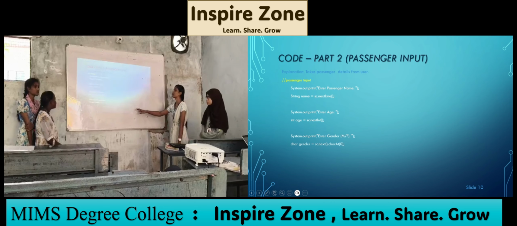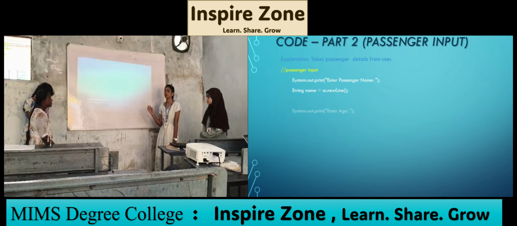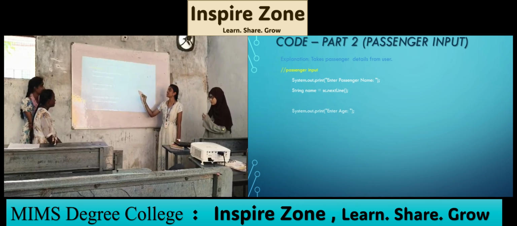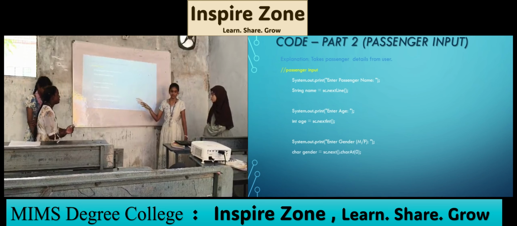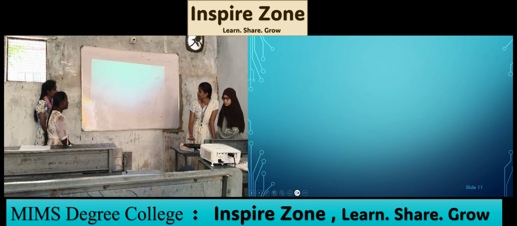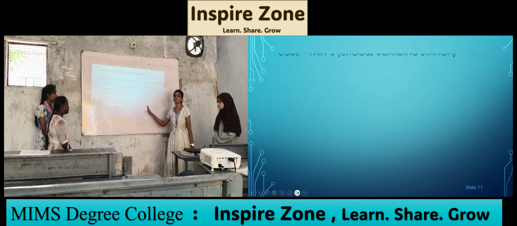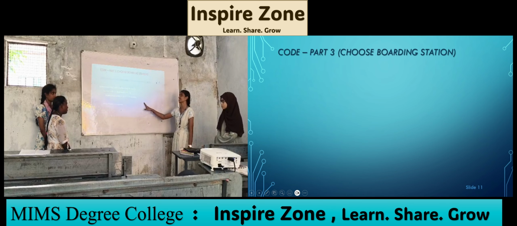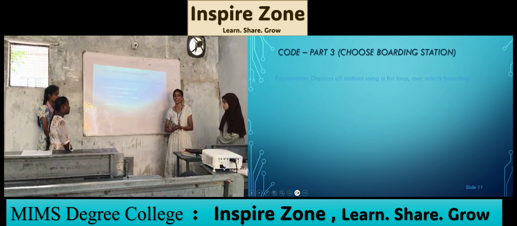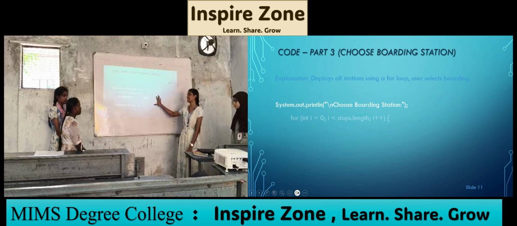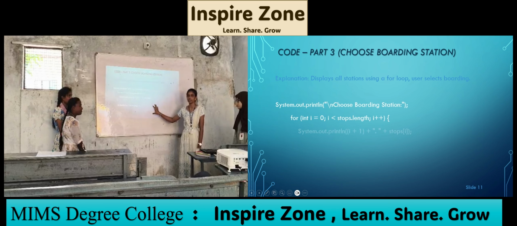And this is the code we used to enter the passenger input. It looks like a questionnaire. So this is the code to choose the boarding station. Here boarding station means where we are going to start our journey. We use the for loop to choose it.